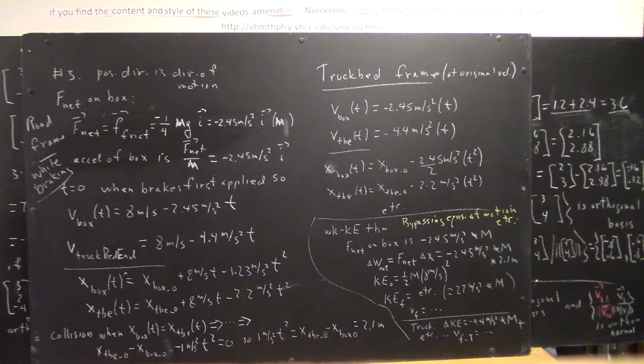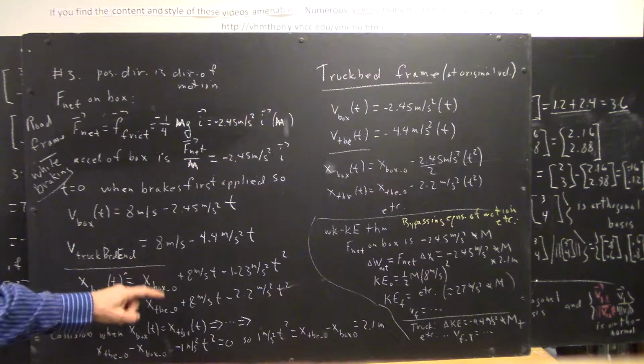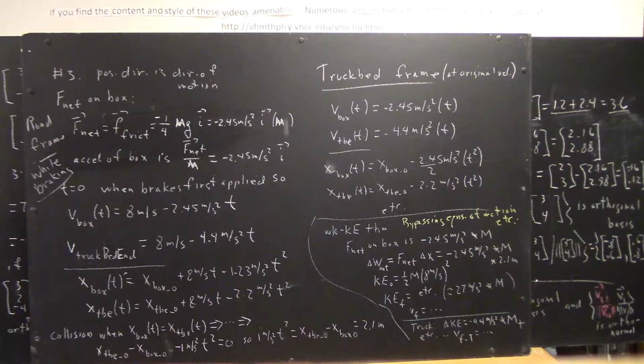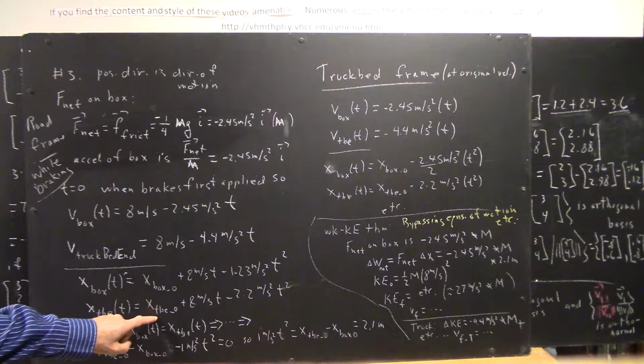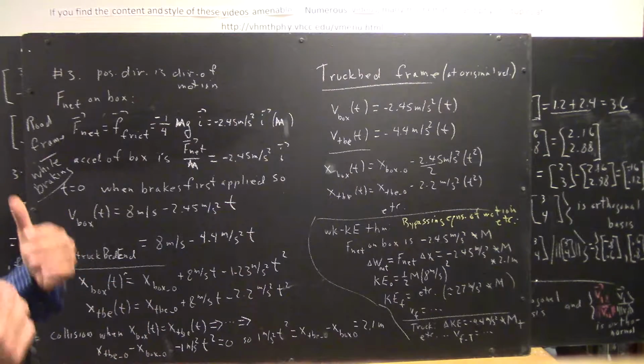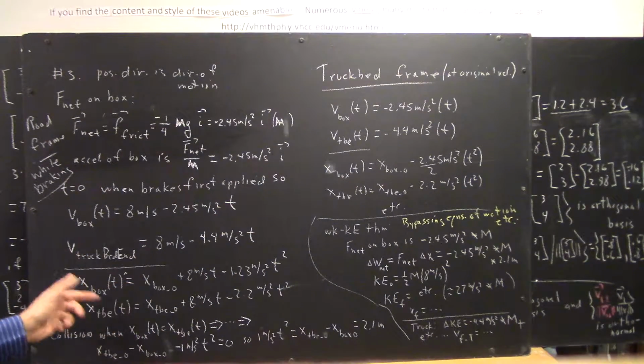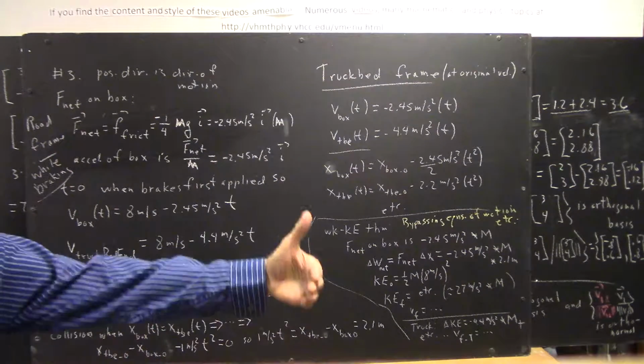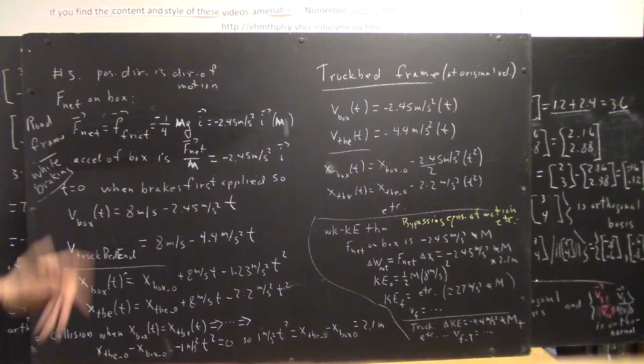Okay, so you should understand all of that. And the only things we don't know are this and this, but it's not going to matter exactly what this is or this, as long as they're measured from the same point. We know that this is 2.1 meters in front of this, because when the brakes are hit, the box is 2.1 meters from the end of the truck bed. Okay, so we're going to be able to use that.